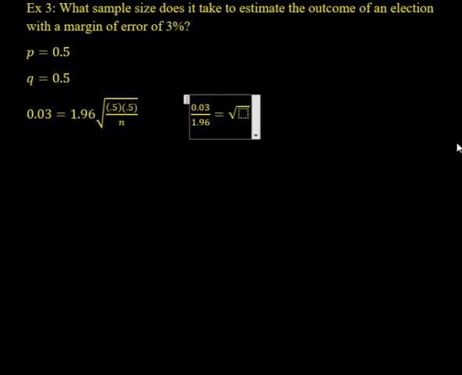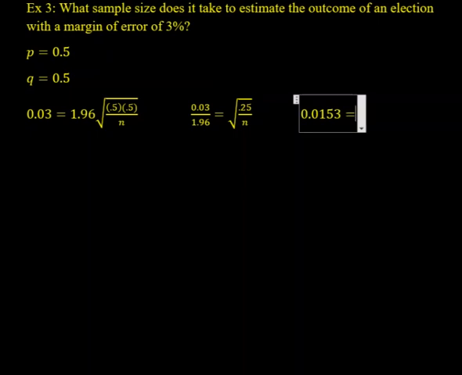0.25 over n. I went ahead and multiplied them earlier this time. So this gives us 0.0153, which equals the square root of 0.25 over n. Just an algebra problem. Now we're going to square both sides.